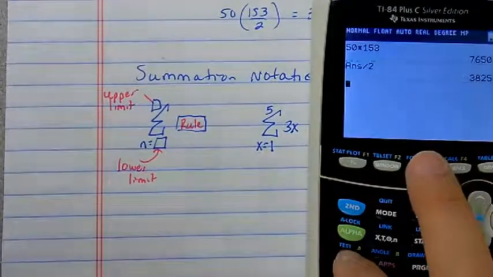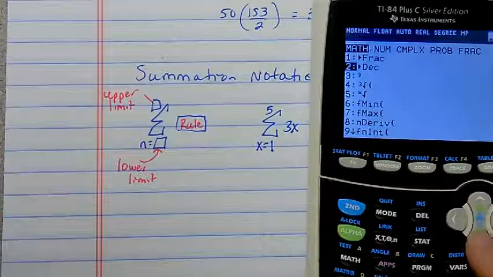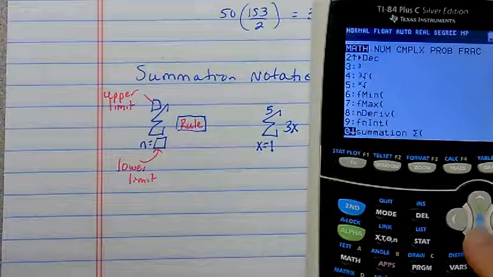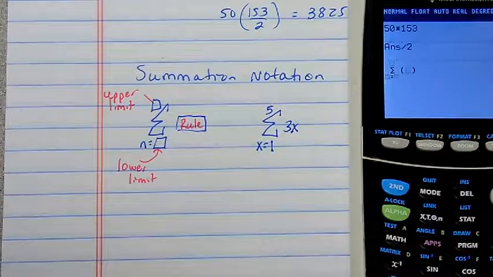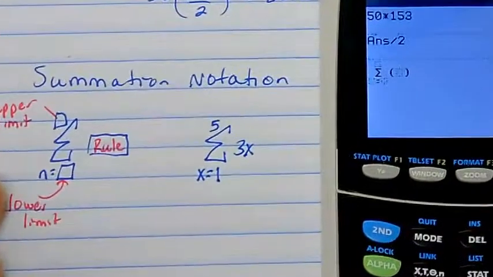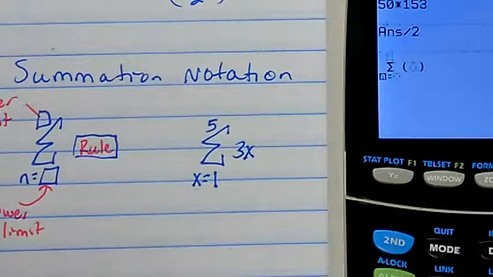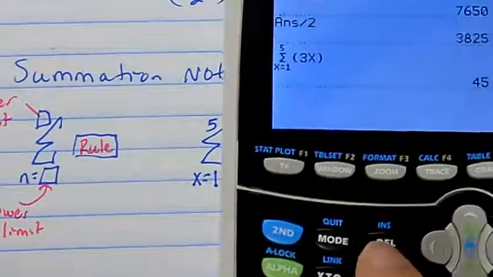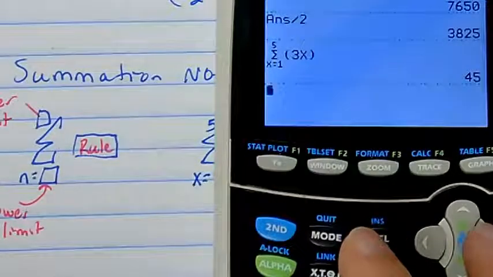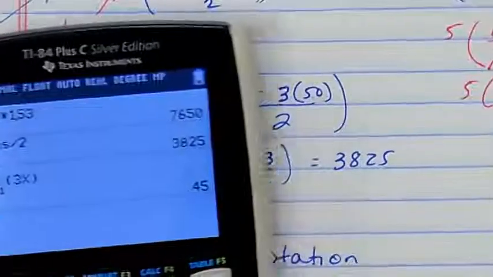So I'm going to push math, and then I want to go over, let me make sure it's on the screen. I'm going to go down to 0, where it says summation notation, and then it brings up something that looks like this. In this particular spot, I want to put an x equals 1, because I'm adding the first term, and then arrow up to the 5th term. And then in the box here, I'm going to put the rule, which was 3x, and hit enter. And what it did is it calculated the sum of the first 5 terms for me. There were 45.